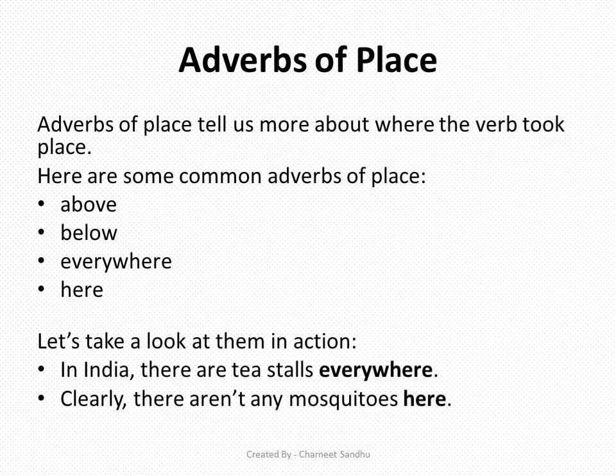Adverbs of place. Adverbs of place tell us more about where the verb took place. These tend to pop up after the main verb or direct object of the sentence. Some examples of adverbs of place are above, below, everywhere, here, etc. In India, there are tea stalls everywhere. Or, clearly, there aren't any mosquitoes here.